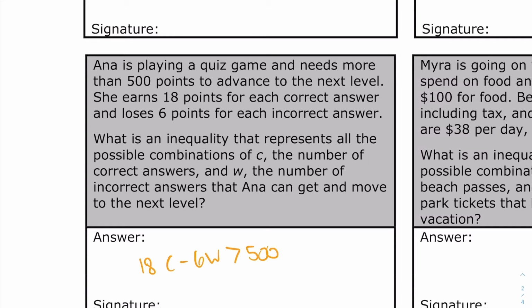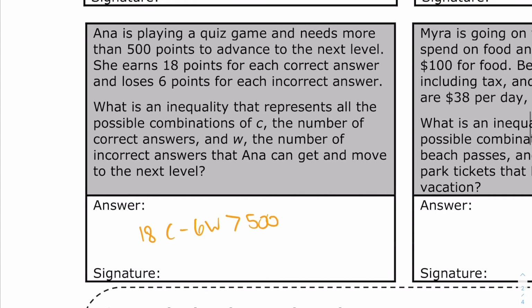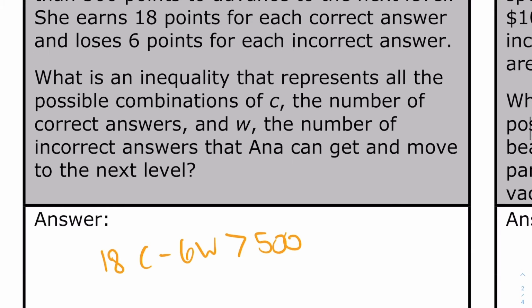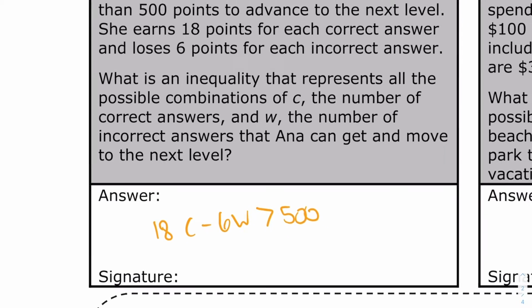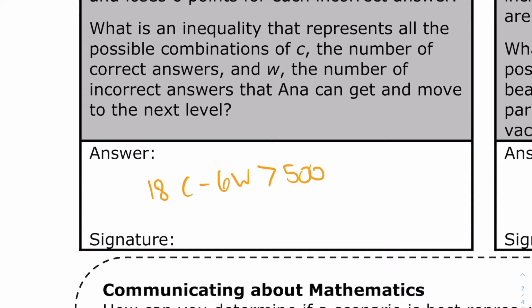In this question, she needs more than 500 points. She gets a plus 18 points for every correct answer, but she gets a minus 6 points for every incorrect answer. It said use the letter C for the correct answers and W for the incorrect answers. The final inequality is 18C minus 6W is greater than 500.